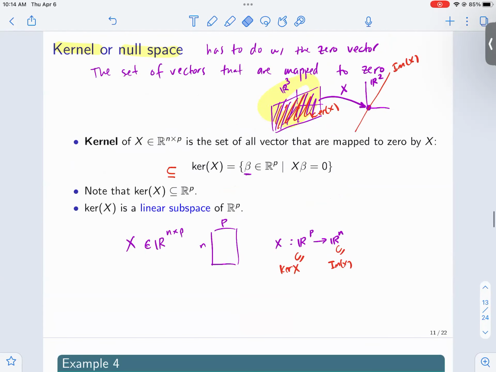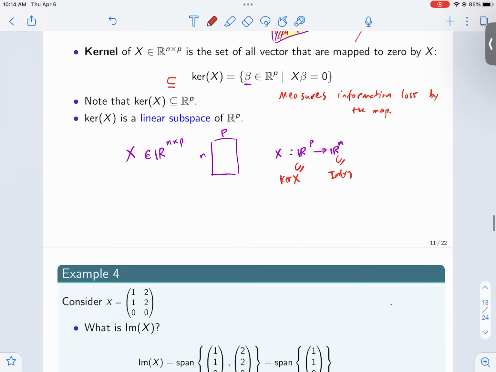So the kernel measures information loss, let's say. It's not a precise definition, just intuitively, the amount of information loss by the map.